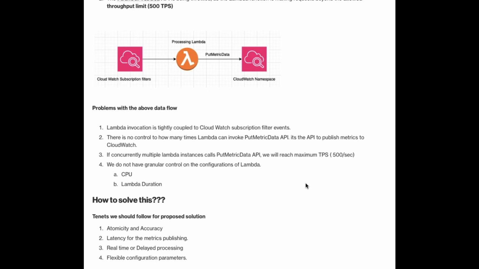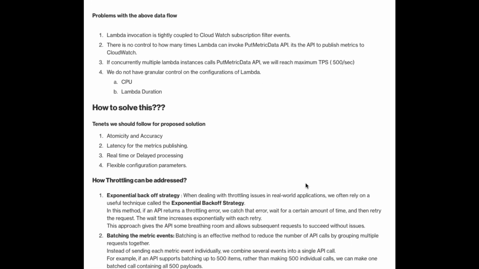So let's proceed. Some of the tenets that are important to solve this problem: one, the input events should be processed atomically. That means when we process an input event, we should not be in a state where we process it partially, and we do not want the same metrics to be published twice. So either it should be processed and published, or it should not be processed. That's what I meant by atomicity.